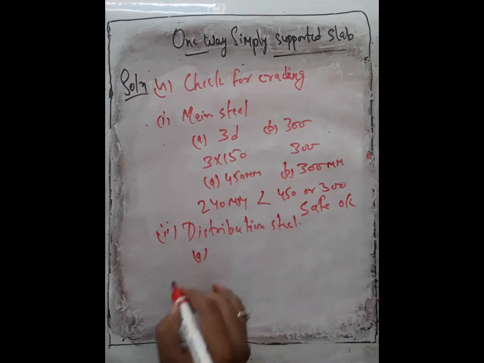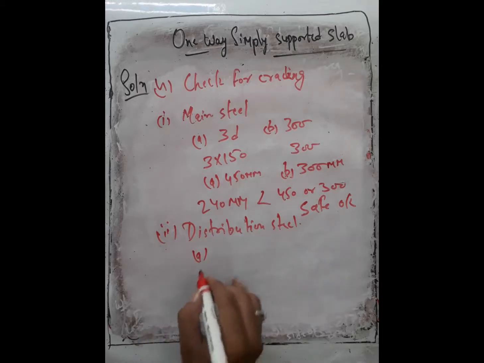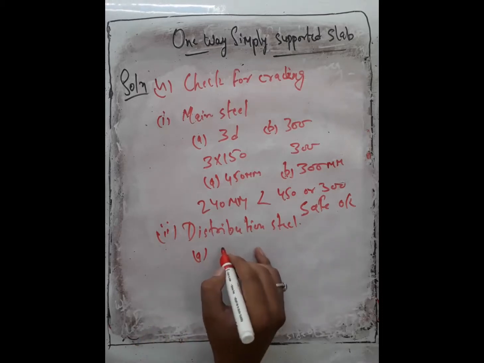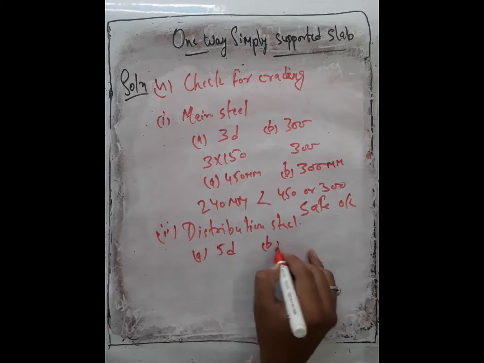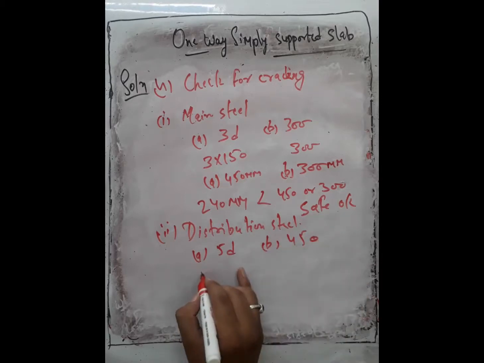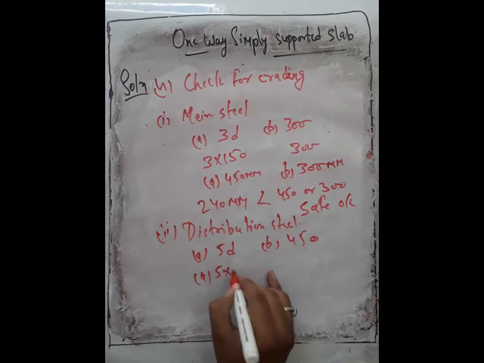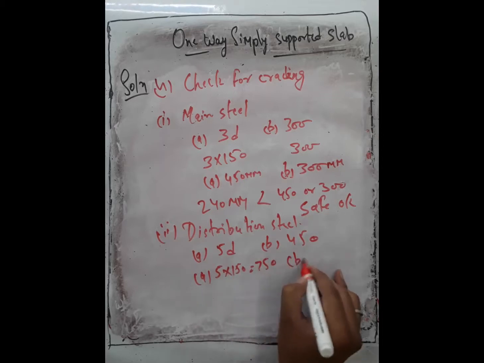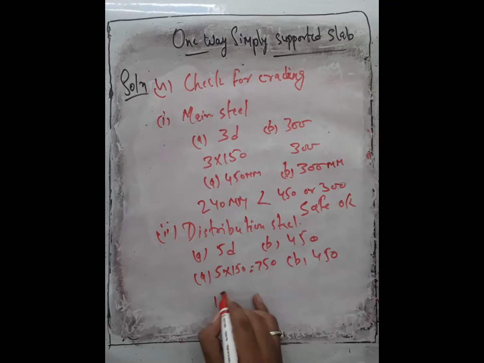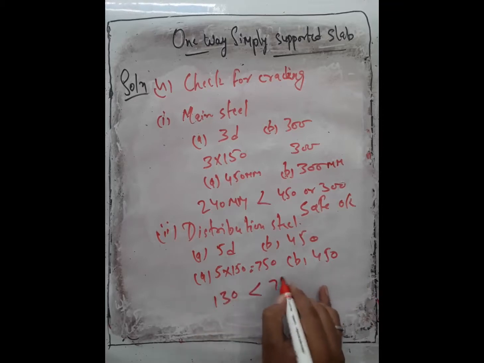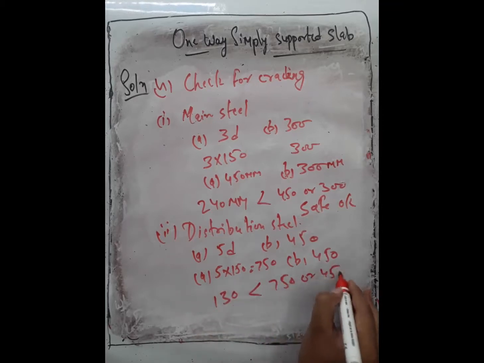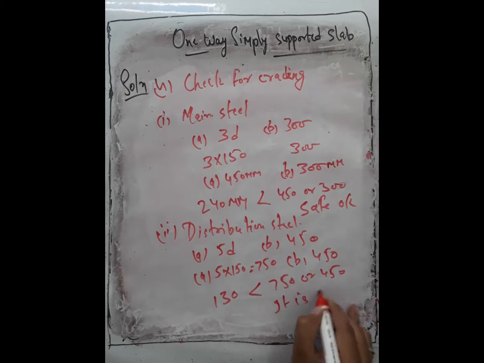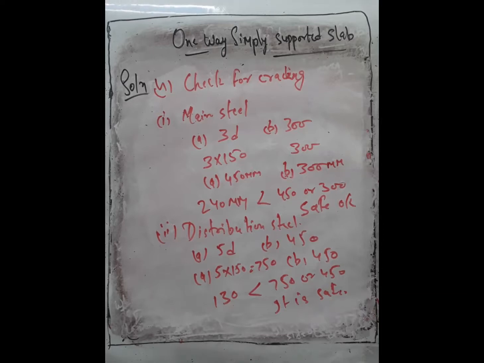For that we have the given formula: 5D, or the second one, 450. If we find 5 into 150, here we get 750, and the other value is 450, but here we provided 130, so it is less than 750 and 450, which means it is safe. Okay, so in this way we have to do the check for cracking.